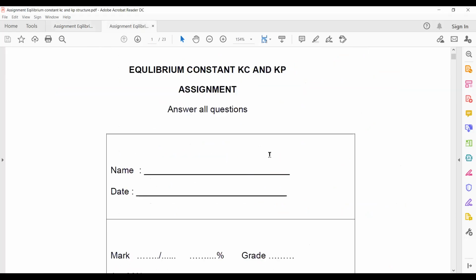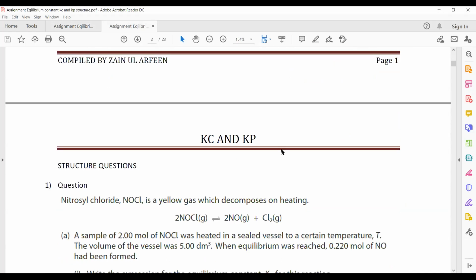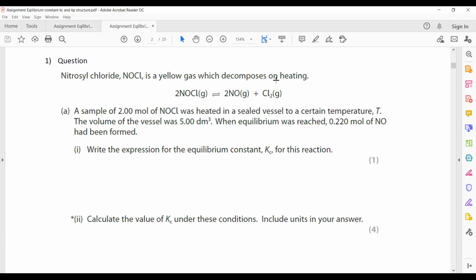Then some structure questions. Nitrosyl chloride, NOCl, is a yellow gas which decomposes on heating. A sample of 2 moles of NOCl was heated in a sealed vessel at a certain temperature T. The volume of the vessel is 5 dm cube. When equilibrium was reached, 0.22 moles of NO had formed. Write an expression for Kc. So what will be the expression for Kc?